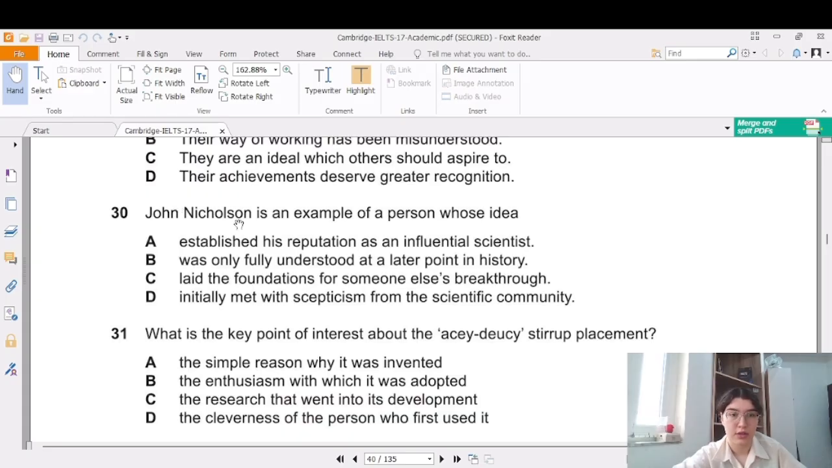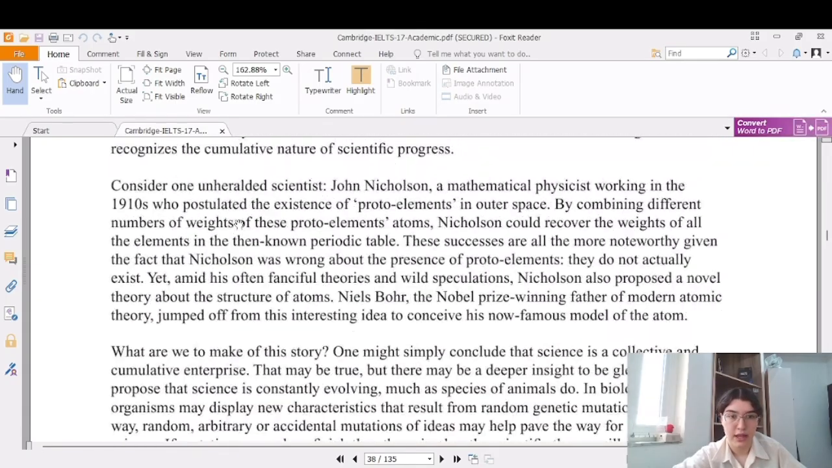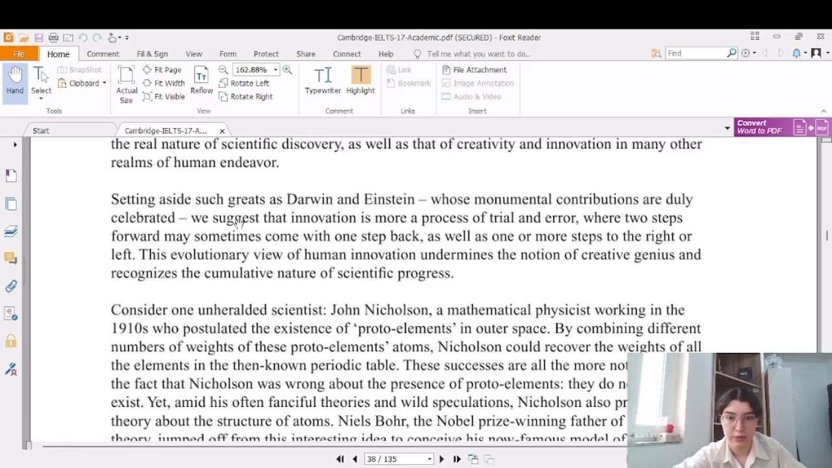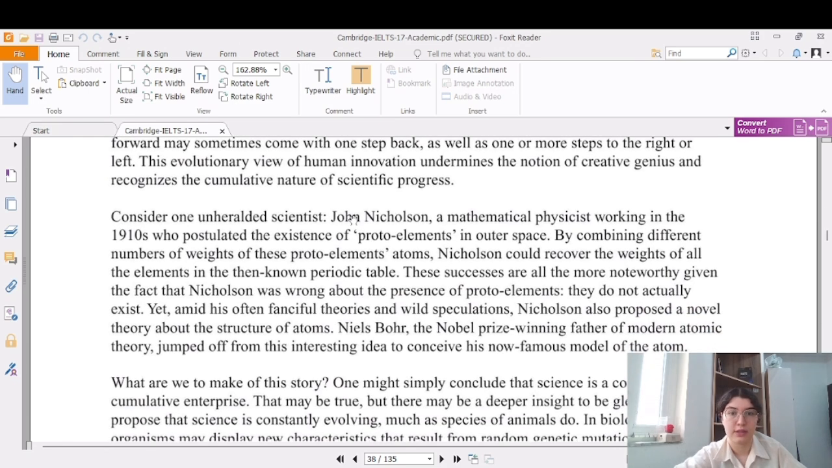Okay, let's search for John Nicholson. It will probably be in the 4th paragraph. Let's see. Yes, John Nicholson is here. Consider one unheralded scientist, John Nicholson, a mathematical physicist working in the 1910s who postulated the existence of proto-elements in outer space. By combining different numbers of weights of these proto-element atoms, Nicholson could recover the weights of all the elements in the then known periodic table.